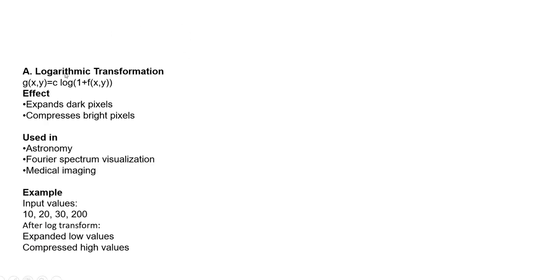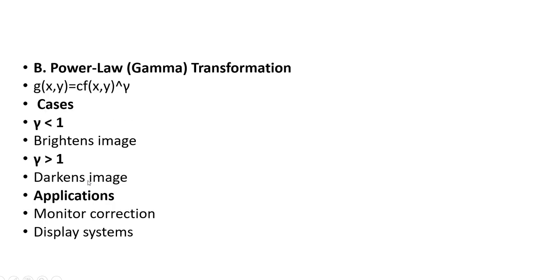The first one is logarithmic transformation. For example, C of log of 1 plus f of x comma y. The log of the value is used, and it can help in astronomical imaging, Fourier spectrum visualization, and medical imaging. These might be used.